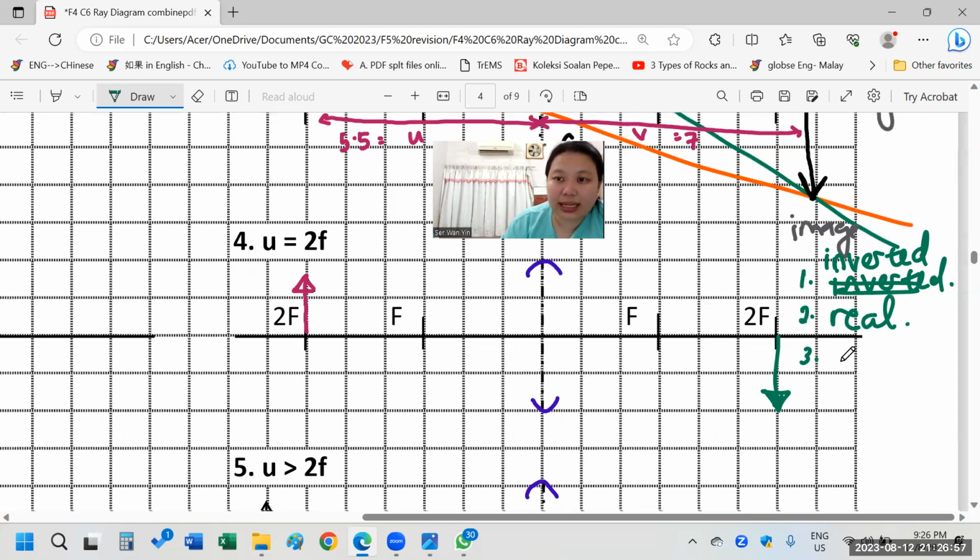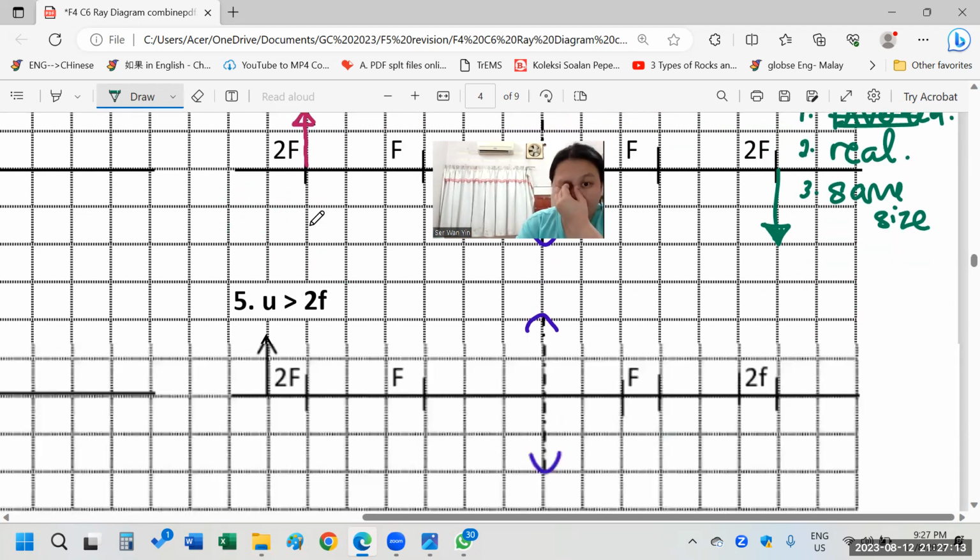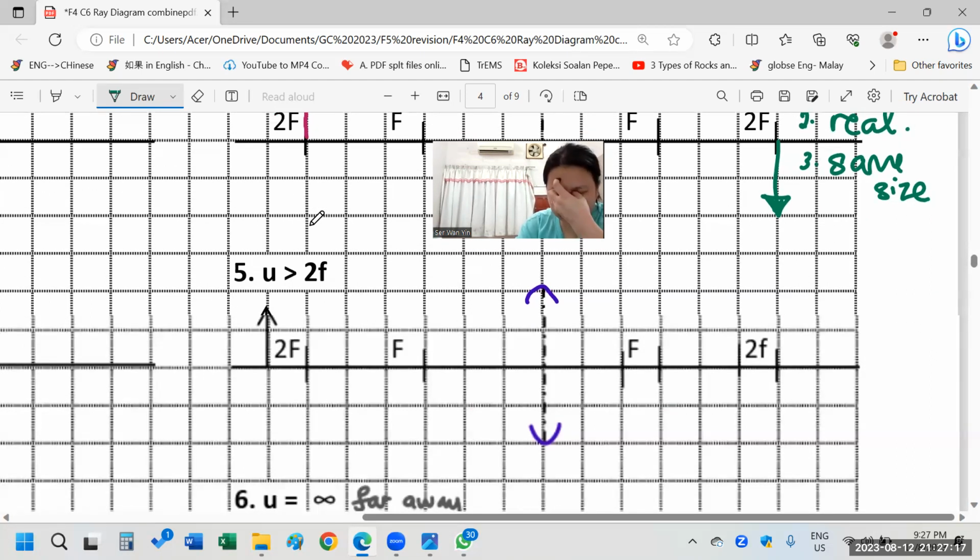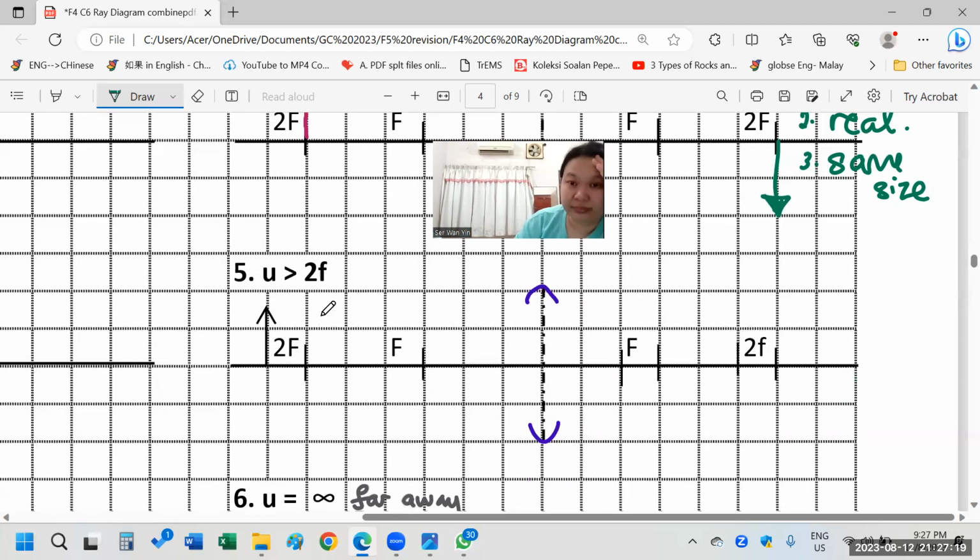What's the size? Same size. Right, same size. And it's on 2F, same size. Then, views bigger than 2F is anything else I can see?